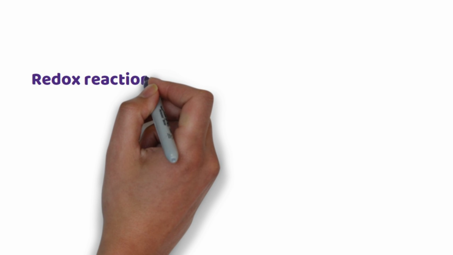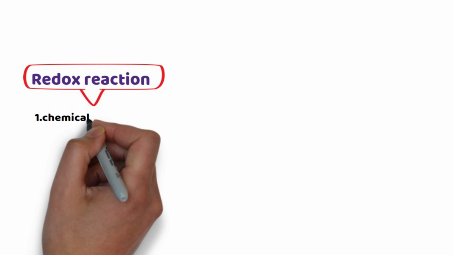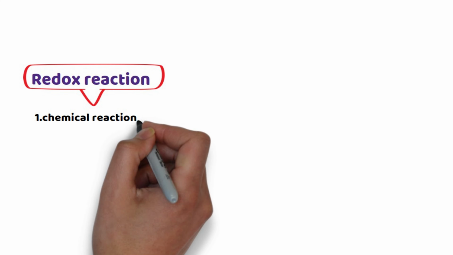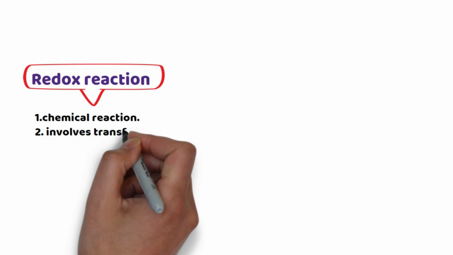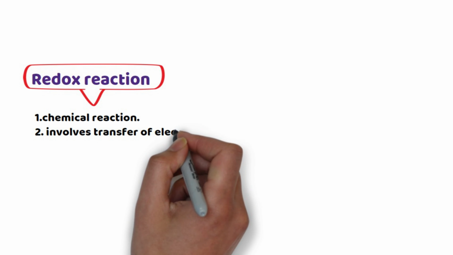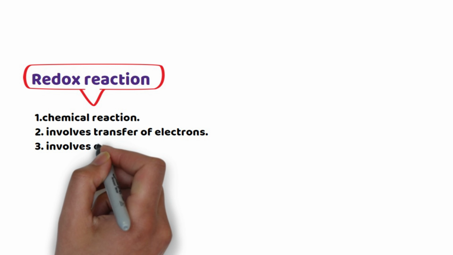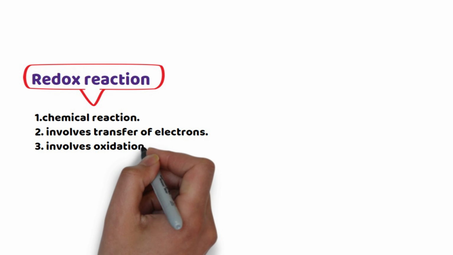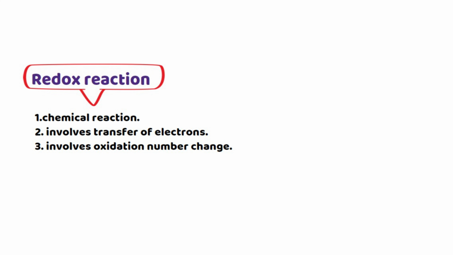Now, redox reaction. One, it is a type of chemical reaction. Two, it involves transfer of electrons. Third, it involves oxidation number change.